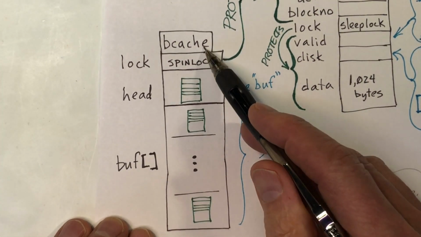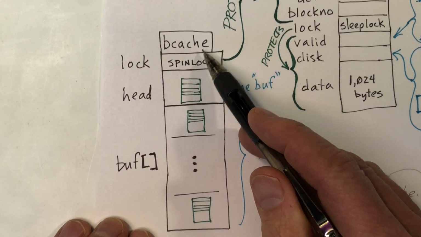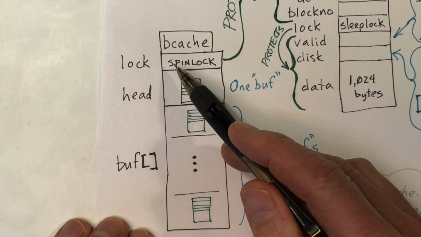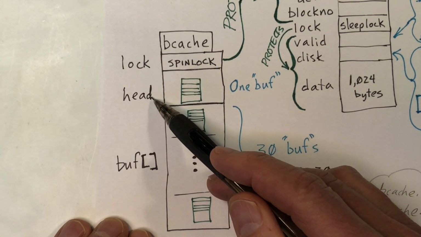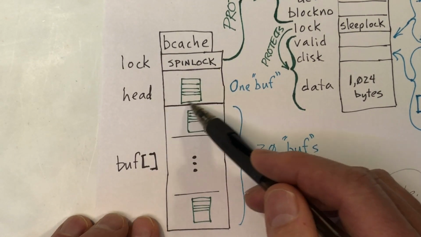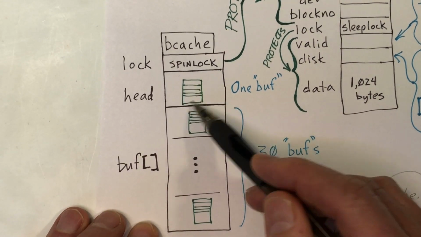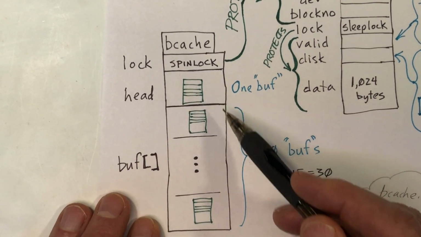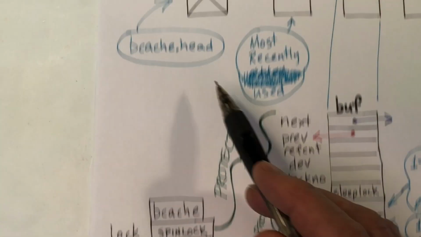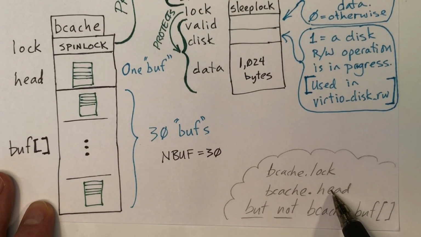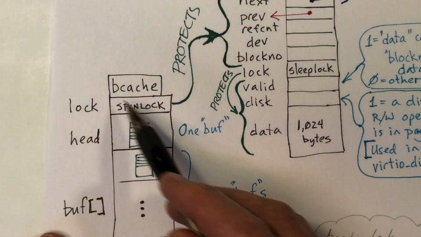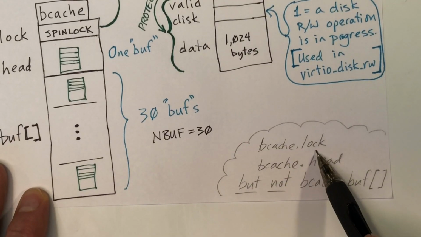Now, here is where we allocate the buffers. So we have a structure called bcache with 3 fields. The first field is a spin lock called lock, and the second field is called head, and that contains an entire buffer structure, which I've shown here. So when we refer to the head structure, we can just refer to it as bcache.head. And we can also refer to the lock as bcache.lock.